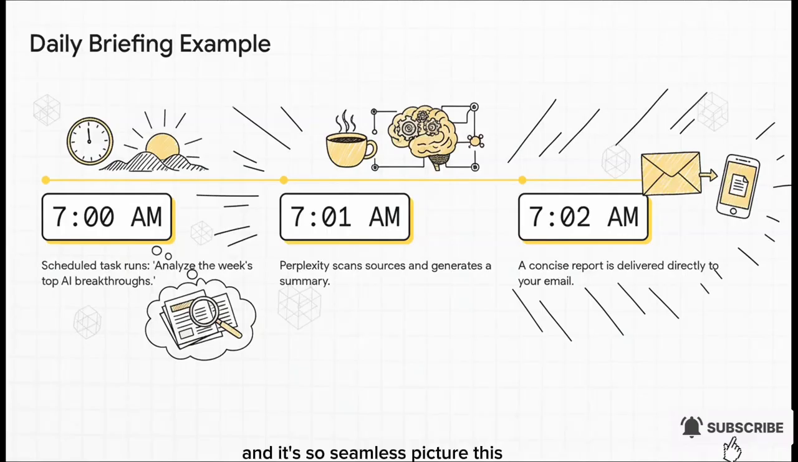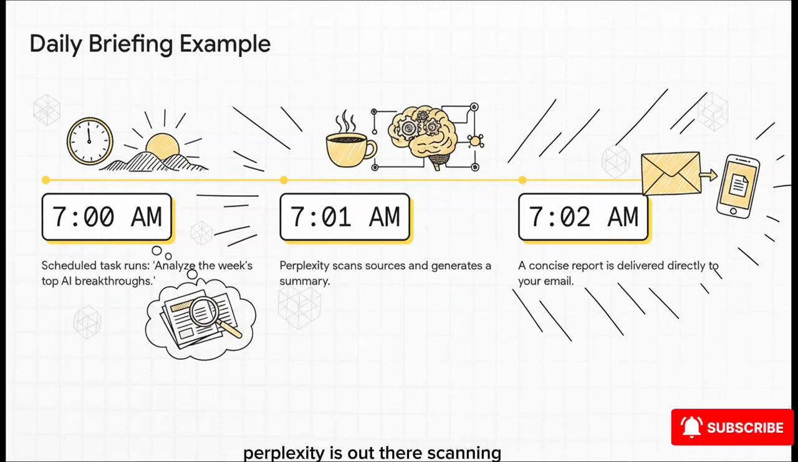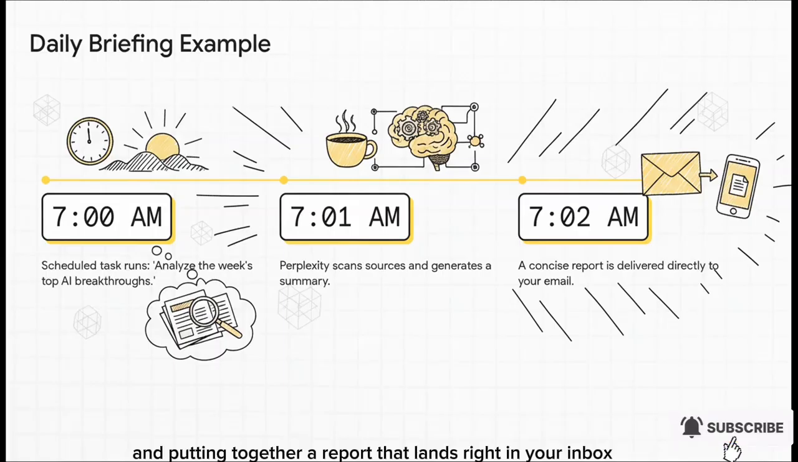And it's so seamless. Picture this. You set a task to run at 7 a.m. every morning to find the biggest breakthroughs in AI that week. So while you're grabbing coffee, Perplexity is out there scanning, summarizing, and putting together a report that lands right in your inbox. It's basically like having your own personal research assistant.